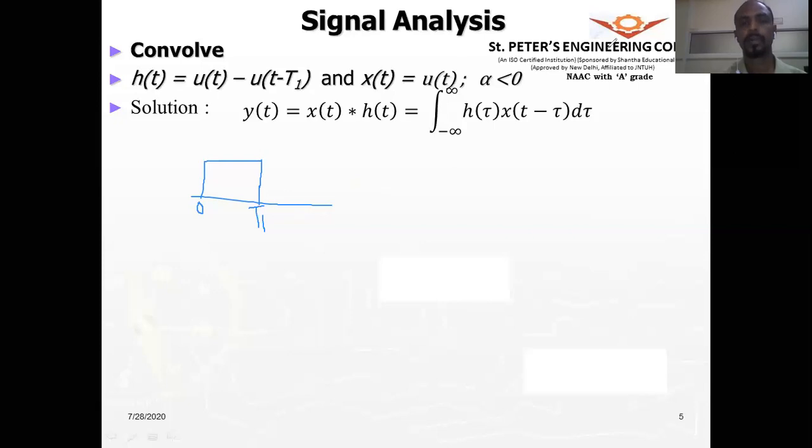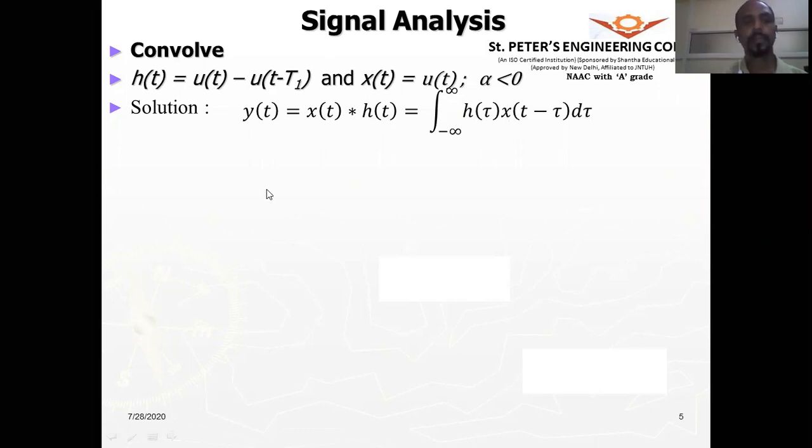All right. So now the output we have to compute using the convolution integral, which is the integral from minus infinity to plus infinity of x of tau h of t minus tau d tau.